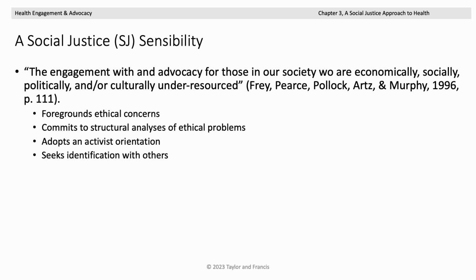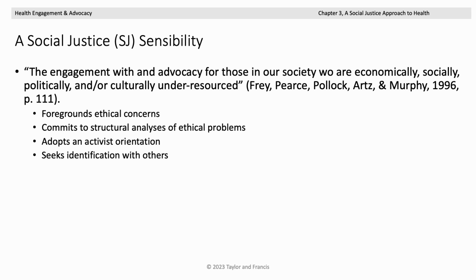Fry, Pierce, Pollock, Arts, and Murphy define this more fully as engagement with and advocacy for those in our society who are economically, socially, politically, and culturally under-resourced. Let's break the four elements down one at a time so they are usable, not just quotable. First, it foregrounds ethical concerns. Ethics isn't an afterthought or a compliance checkbox. It's a starting point of the analysis.